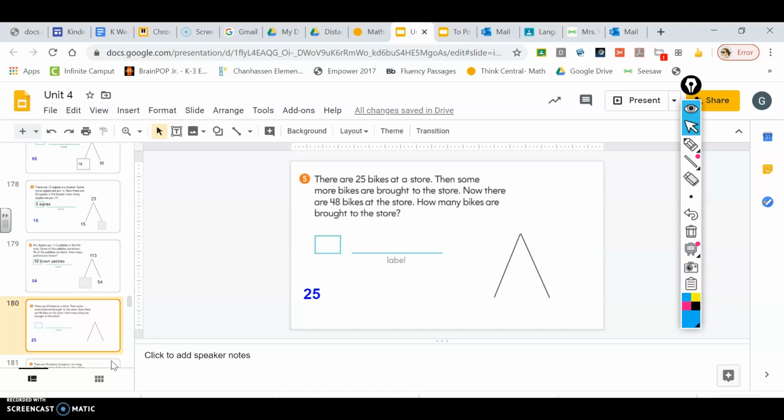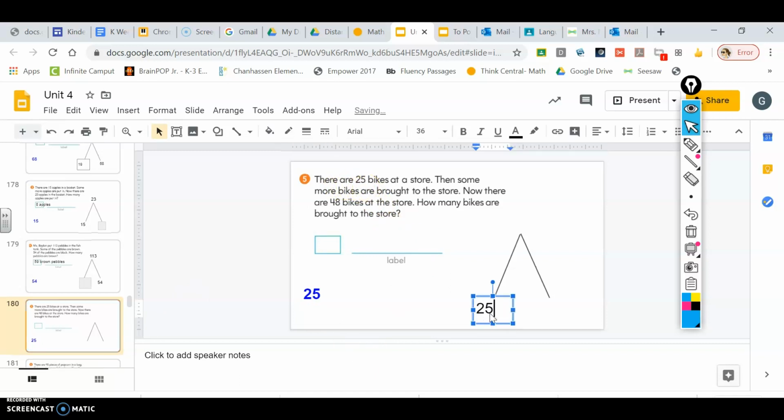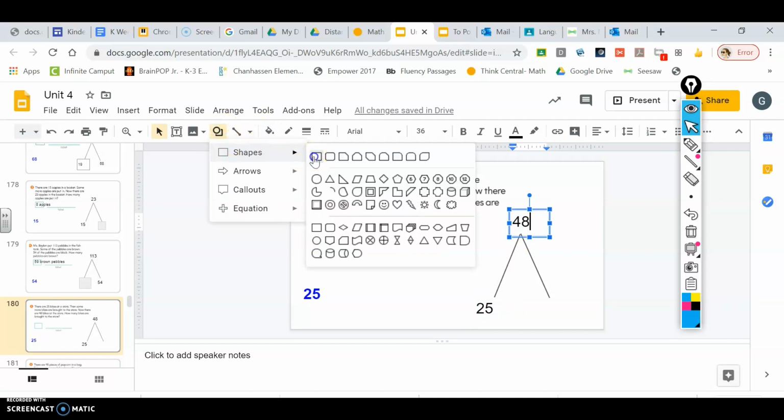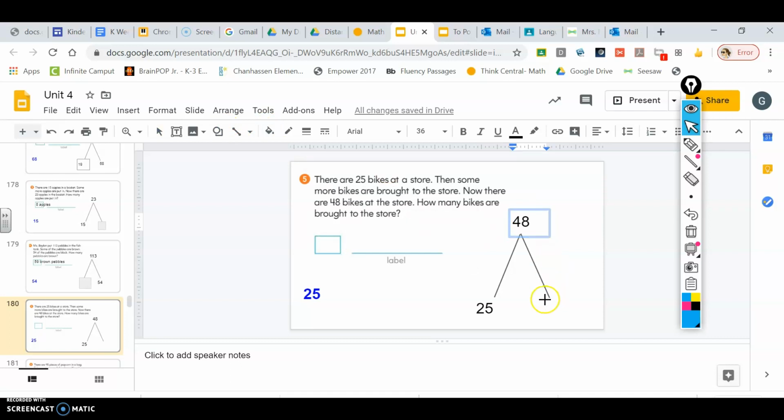All right, number 5 says there are 25 bikes at a store. Then some more bikes are brought to the store. Now there are a total of 48 bikes at the store. How many bikes are brought to the store? Well, there are 25 bikes at the store to start, so that's a number partner, an addend. Now they have a total of 48 bikes. That's my total, so it goes at the top. But we want to know how many bikes were brought to the store.